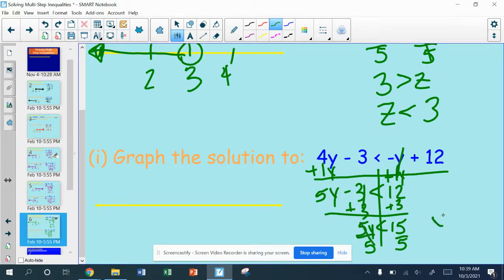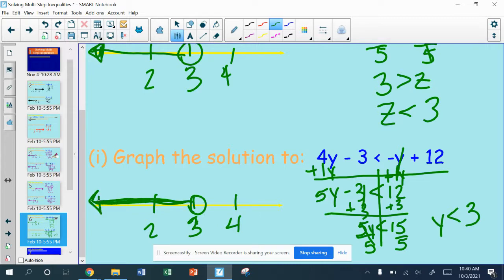I get that y is less than 3, which I know it's a different variable, but it's going to end up looking exactly like the graph above. So 2, 3, and 4, open circle because it's not equal, and shading to the left. And I apologize, my handwriting really doesn't look as good on this tablet, but that's okay.